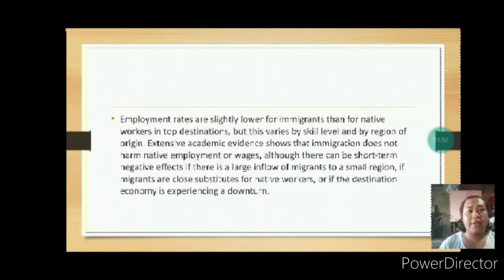Employment rates are slightly lower for immigrants than for native workers in top destinations, but this varies by skill level and by region of origin. Extensive academic evidence shows that immigration does not harm native employment or wages, although there can be short-term negative effects if there is a large inflow of migrants to a small region, if migrants are close substitutes for native workers, or if the destination economy is experiencing a downturn.